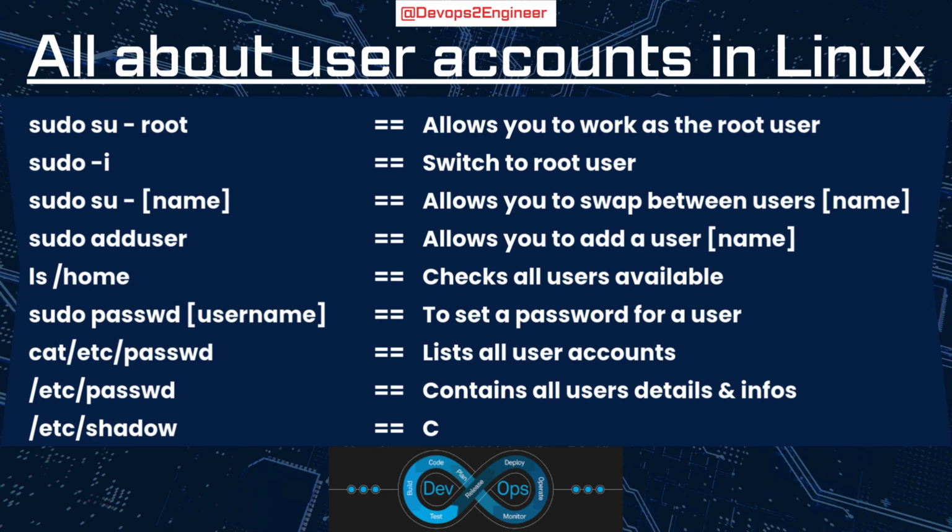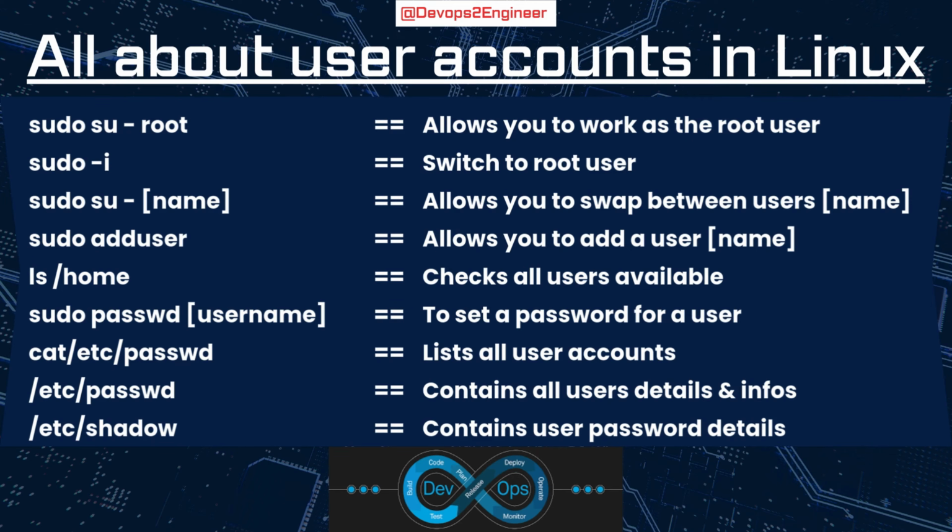ls /home checks all users available. Sudo passwd, the username, sets the password for the user. cat /etc/passwd lists all the users' accounts. /etc/passwd contains all users' details and info.